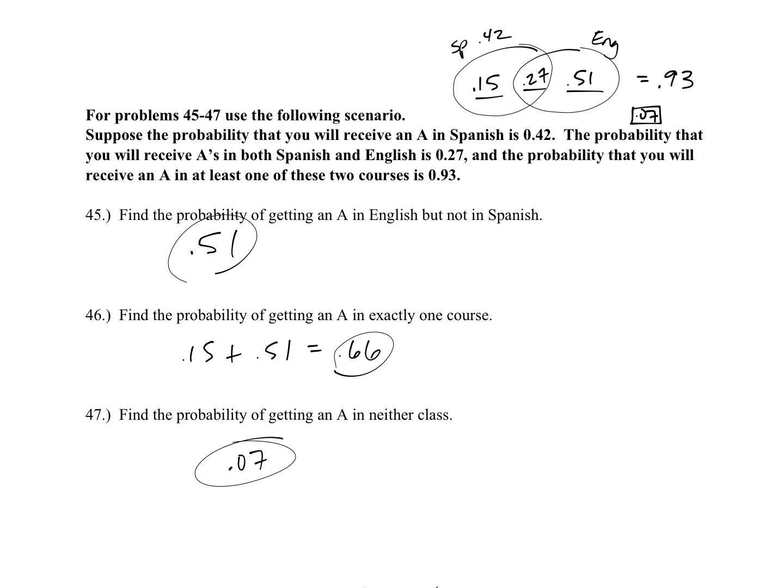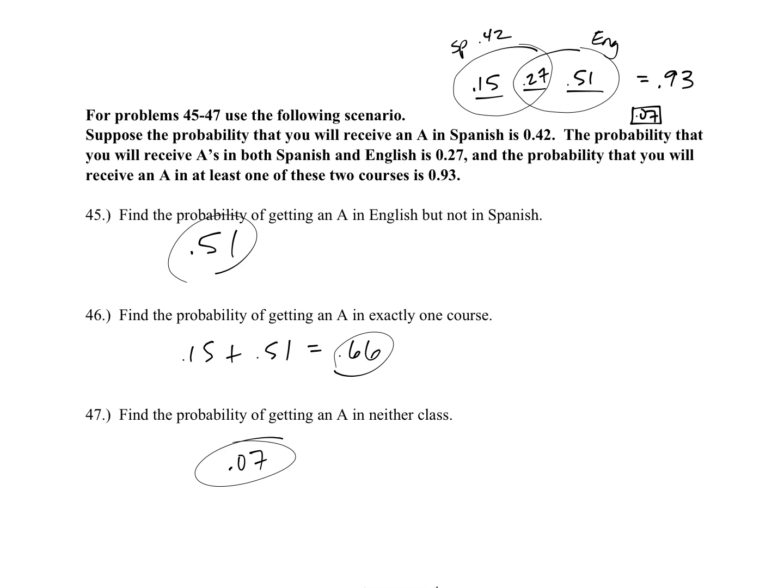But the probability you receive A's in both, I have the both category now, is 0.27. That goes here. And since I wrote my 0.42 here, I can come up with this number now. This number minus this number tells you how many are left. And remember that this 0.15 means they got an A in Spanish but not in English, because they're not in the English circle, but they're in the Spanish circle.